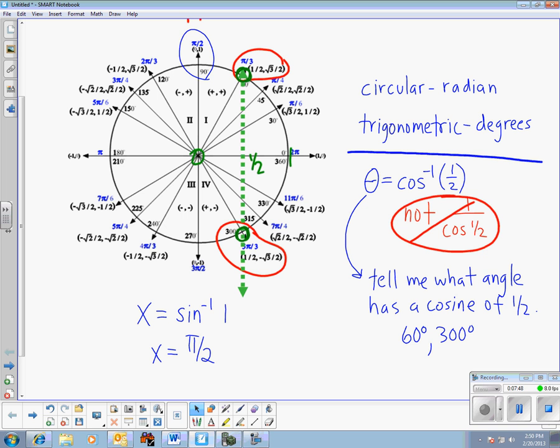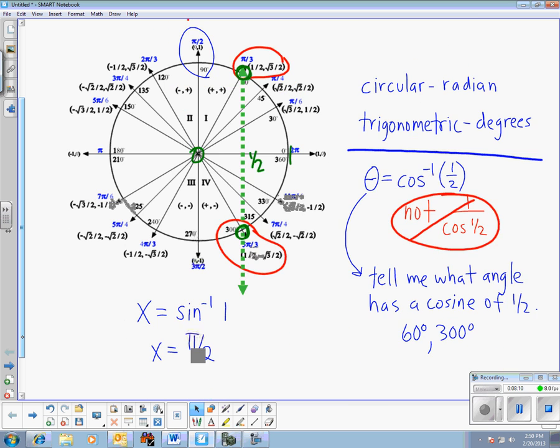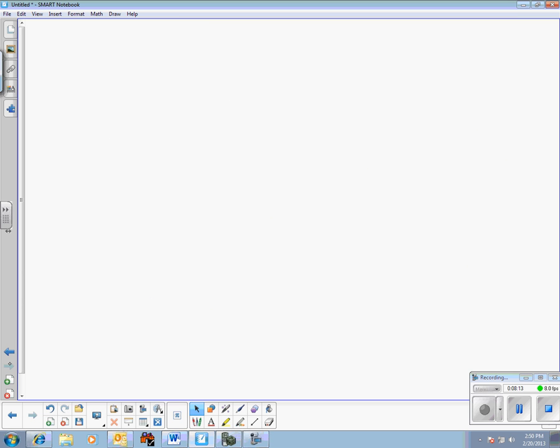So there is our first little crash course on inverse trig. It's just asking the question backwards. Instead of me saying, what's sine of pi over 6, and you say 1/2, I say, what angle has a sine of 1/2, and you say pi over 6, or 30 degrees. All right, so there's our little bit about inverse. Now let's talk about approximate values. This is going to be the easiest thing we've done in a while.